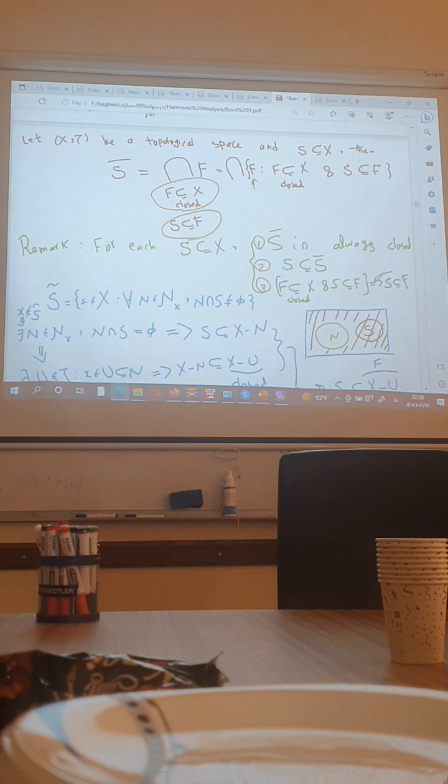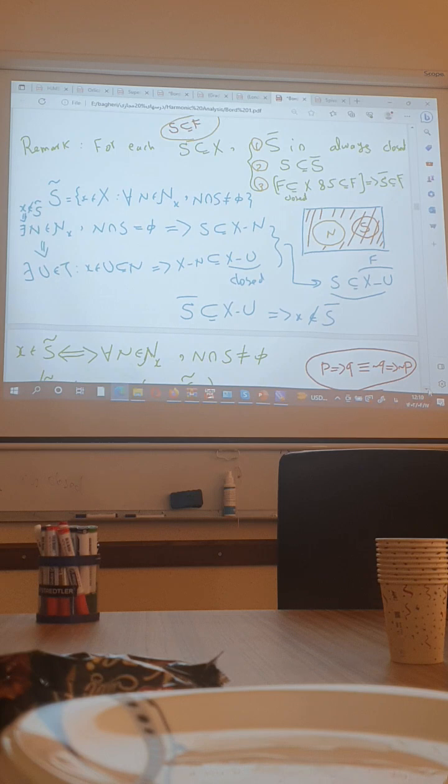The closure of S. Closure. This is F. This is S bar. This is all X. No, this is S. This is the complement of N, okay? Maybe in the third year, or maybe fourth, we proved this property.